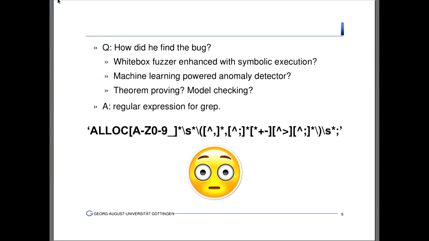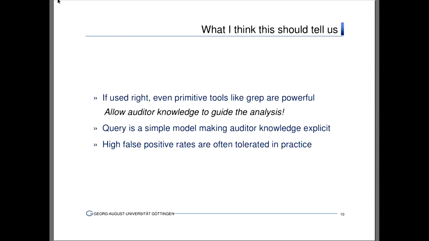So I'm going to go back one slide. If you look at this regular expression, you see what it tries to match. It tries to look for an allocation, and inside there's some sort of arithmetic operation, so plus, minus, something like that. In a way, you could say this is a model for different kinds of bugs, where he's saying, these kinds of things happen all over the place, so let's just search for these.